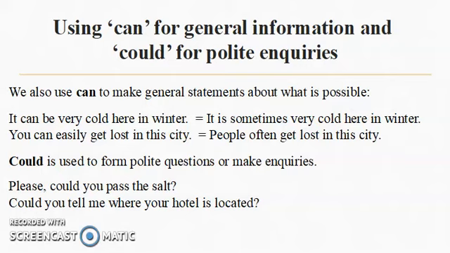Could is used to form polite questions or make inquiries. For example, please could you pass the salt is a lot more polite than saying please can you pass the salt. Could you tell me where your hotel is located would be more useful than to say can you tell me where your hotel is located. Could is more polite.